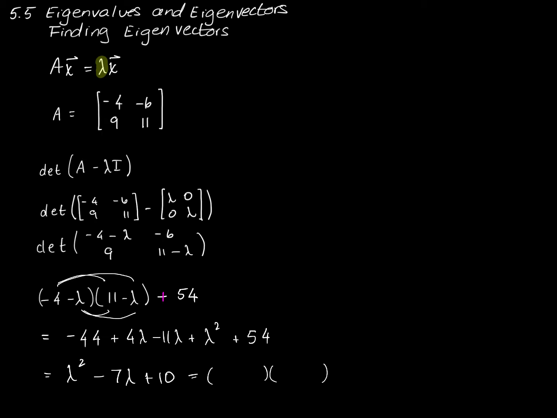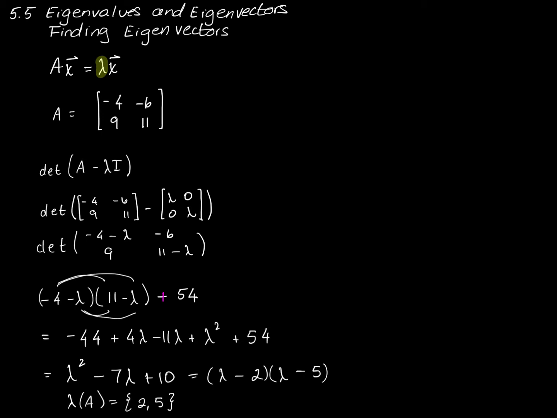let's see, I have lambda here and here. 10 is 2 times 5, 7 is 2 plus 5. So I have a 2 and a 5, and they are both negative. So the spectrum of A is the set {2, 5}. Those are my eigenvalues for the matrix A.